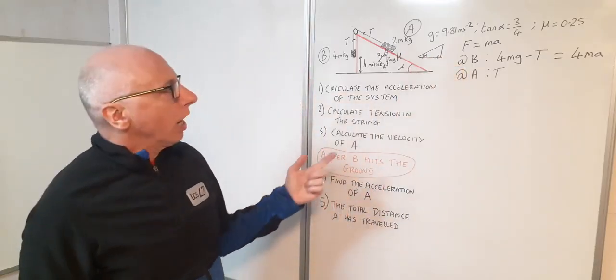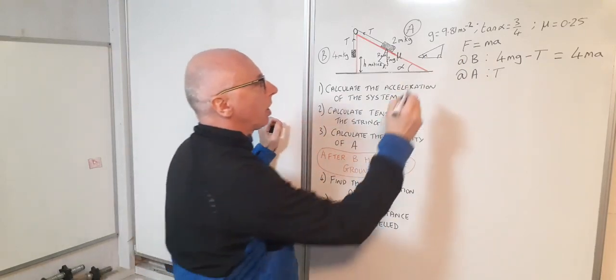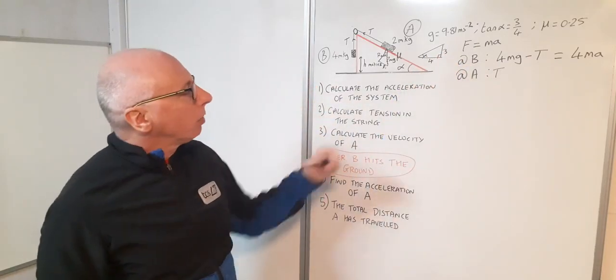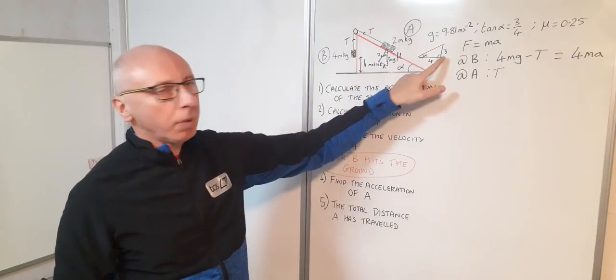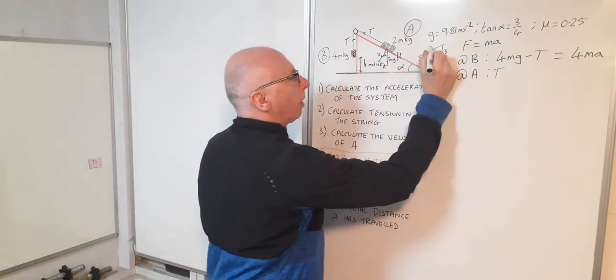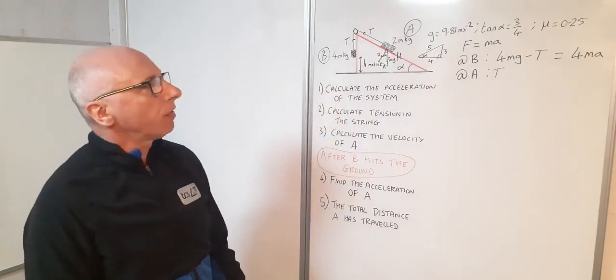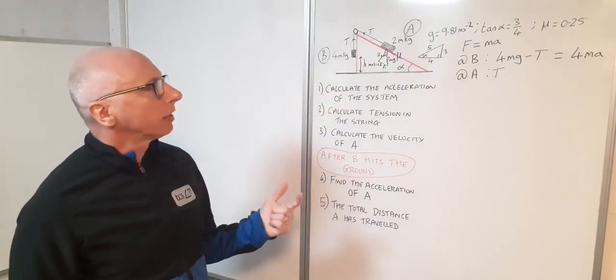Now using SOH CAH TOA, tangent alpha is 3/4, opposite over adjacent. Now from that we can work out the hypotenuse using Pythagoras' theorem. So the hypotenuse will be 5. So now we can work out our sine alpha and our cosine alpha from that.